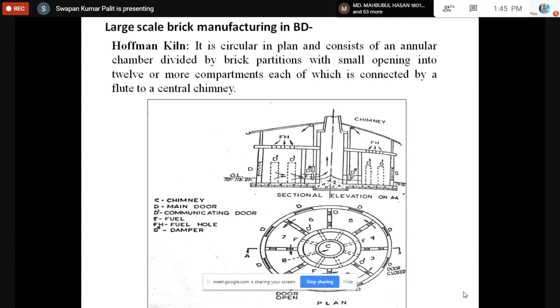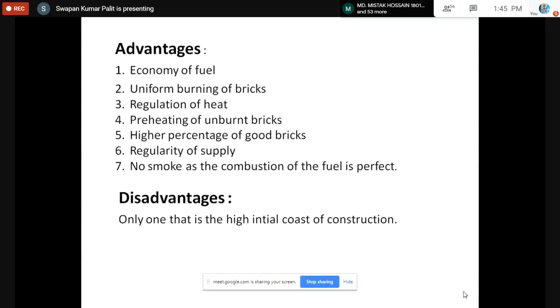So for the Hoffman kiln, some advantages: economy of fuel, uniform burning of bricks, regulation of heat, preheating the unburned bricks, higher percentage of good bricks, regularity of supply, no smoke as the combustion of the fuel is perfect. But there is only one disadvantage: high initial cost of construction.